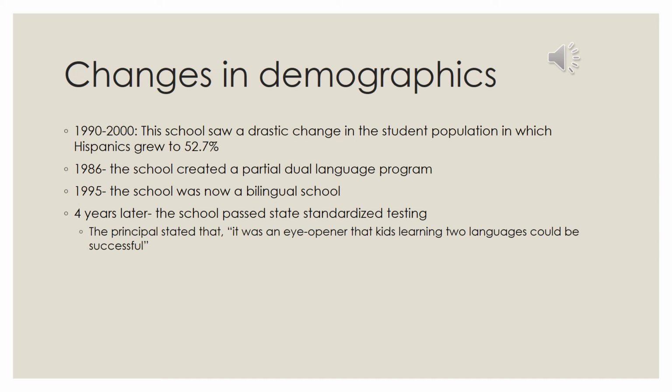Changes in demographics. I think the most shocking change with the school was from 1990 to 2000. The school saw a drastic change in the student population in which Hispanics grew 52.7%. In 1986, the school created a partial dual language program. Then in 1995, the school was now a bilingual school. Then 4 years later, the school passed state standardized testing. The principal stated that it was an eye-opener that the kids learning 2 languages could be successful.